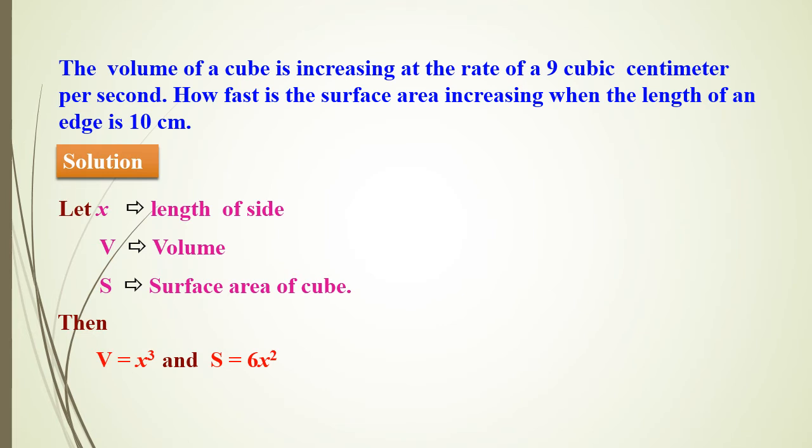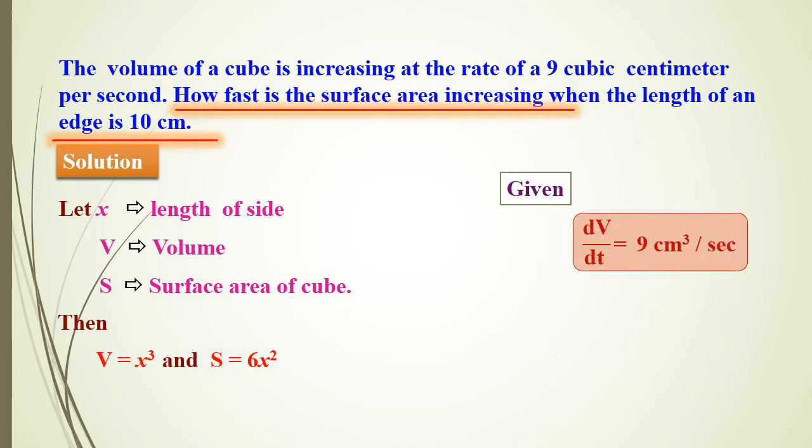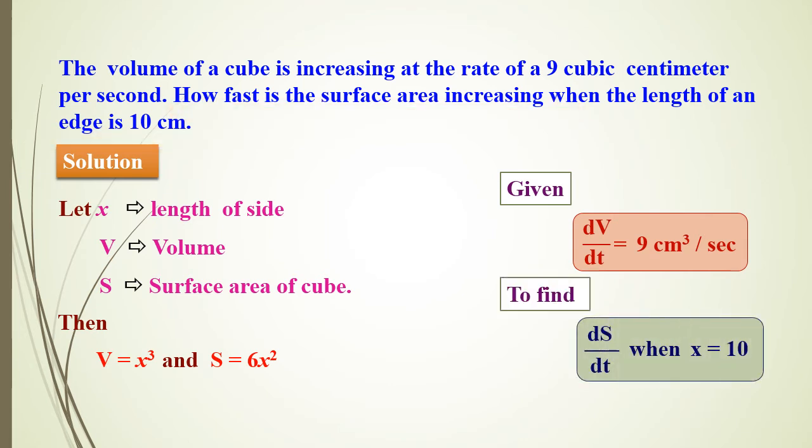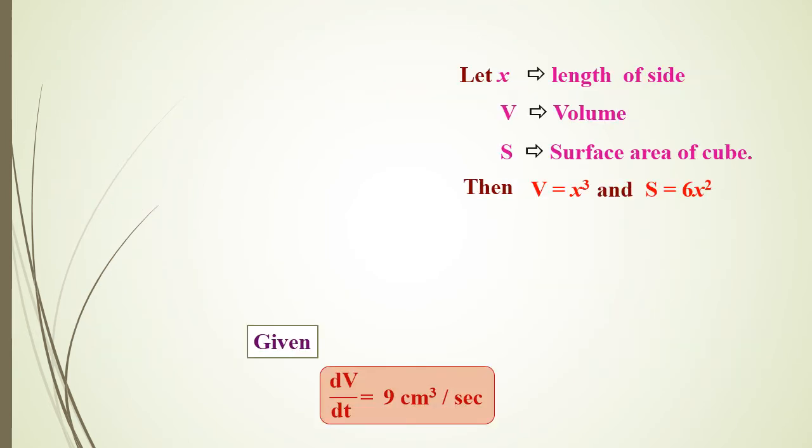Next, you differentiate both the terms with respect to time. Given dV/dt = 9 cm³/s and dS/dt is equal to question mark when x = 10. Now, it is given that V = x³, you differentiate it with respect to time, so it can be written as d/dt of V equal to d/dt of x³.